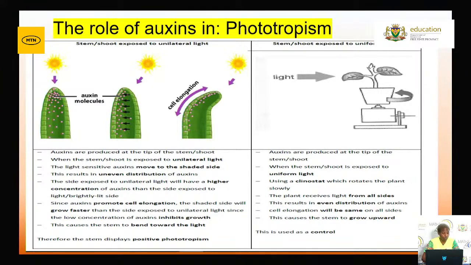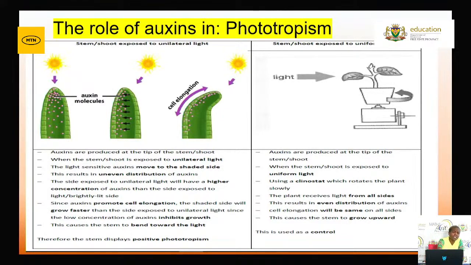So remember, guys, with phototropism, we have our plant, and this plant, or the stem, will be exposed to unilateral light, or light will shine on this plant from only one direction. Because auxin is sensitive to light, it will move to the darker side. The darker side with auxin will grow or accelerate more than the brightly lit side. That is why you will see the plant bending towards the direction of the light.